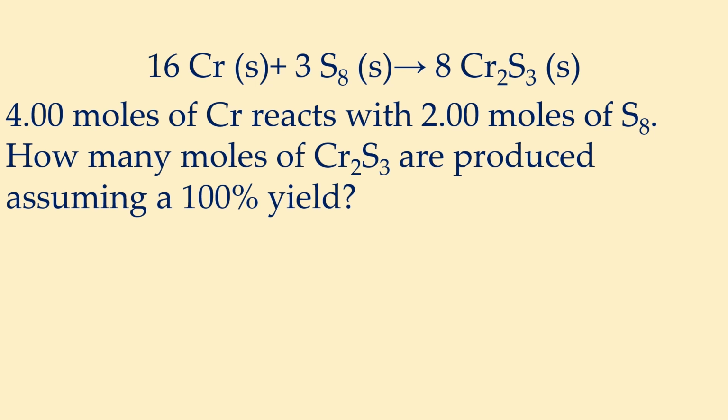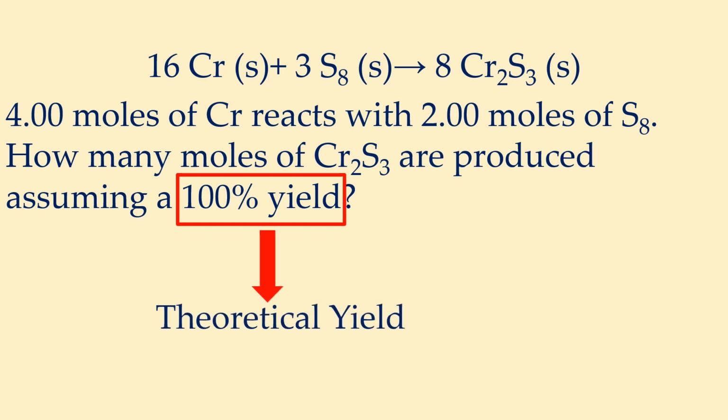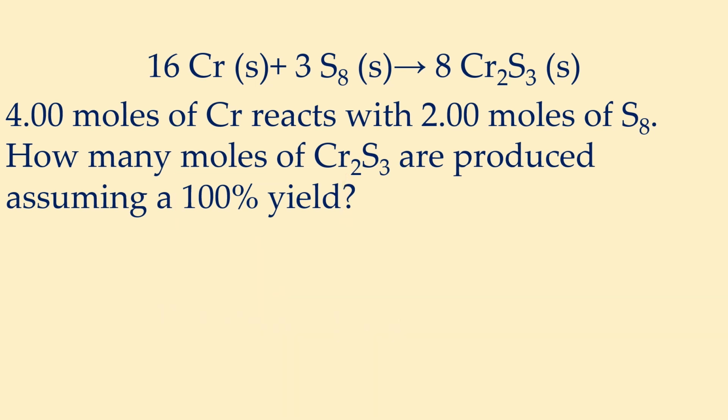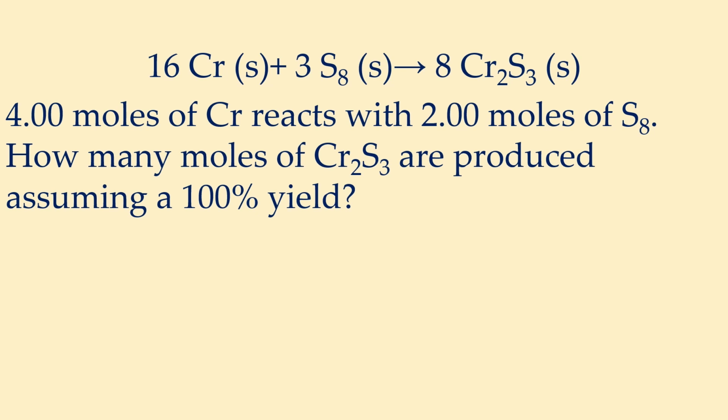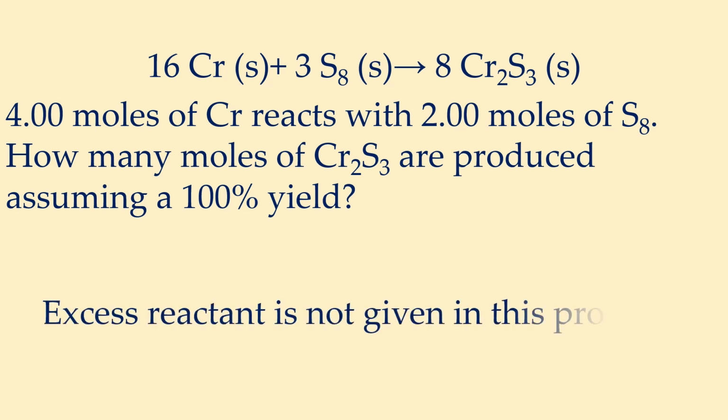Let's recognize a few things. First, 100% yield means we are looking for the theoretical yield. And second, to find the product, we need to know the limiting reactant. Stoichiometry problems will sometimes tell the reader which reactant is in excess, but the excess reactant is not given in this problem.